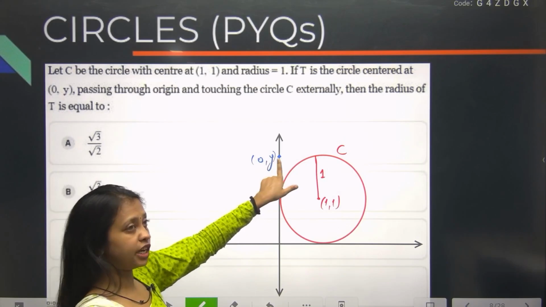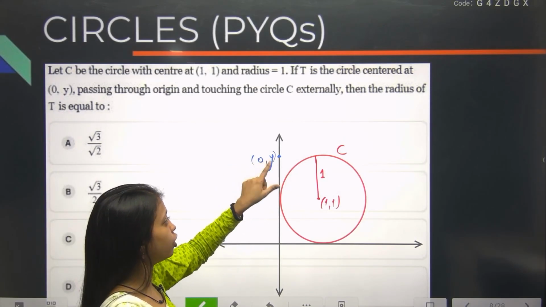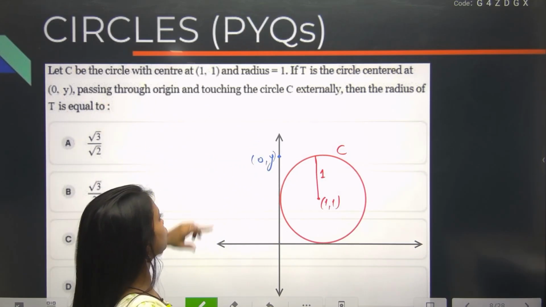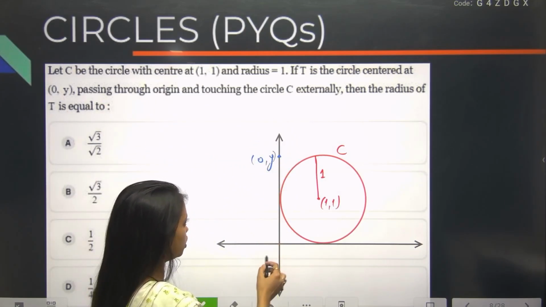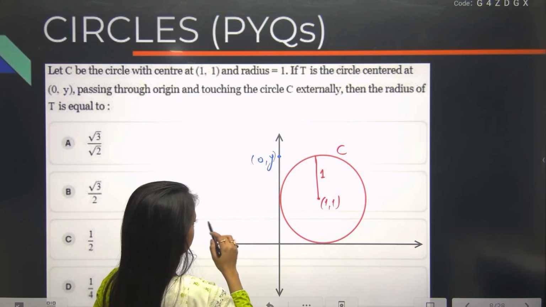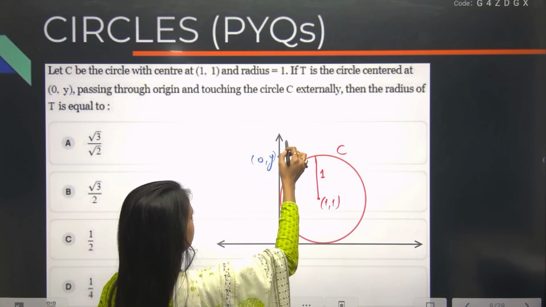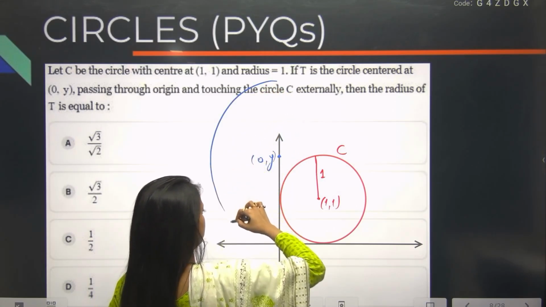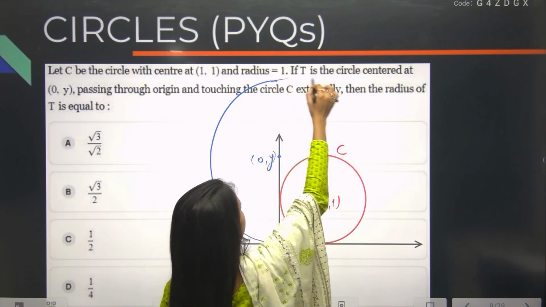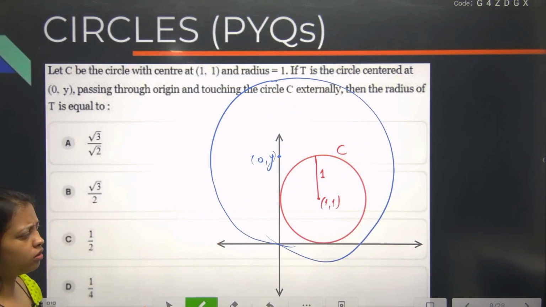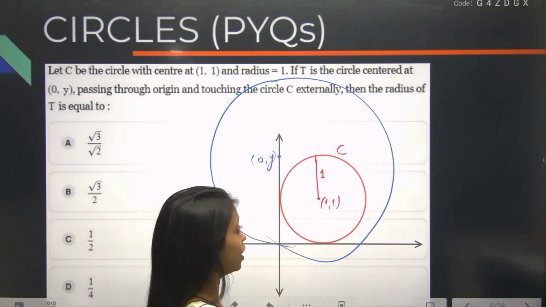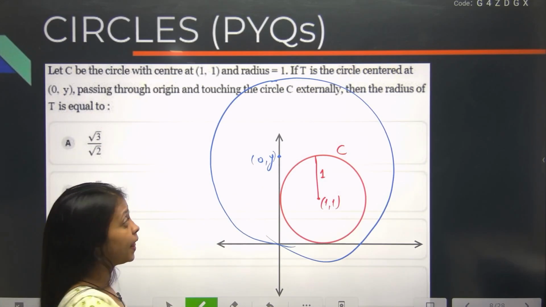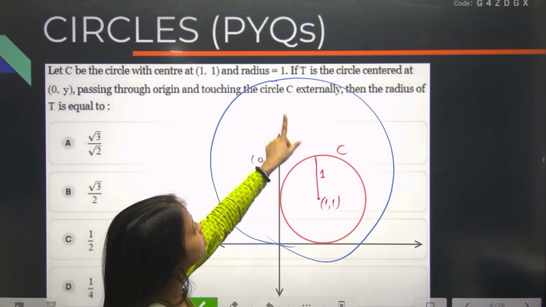Now, if you are taking the center to be here, see, this is a very important point. Listen carefully. This is the center, and it says that it passes through the origin. So maybe something like that. Take it. So it will be a big circle actually, right? See, maybe something like that. Maybe, circle. It's a very beautiful circle. So anyways, it passes through this, and now it says touching the circle C externally.